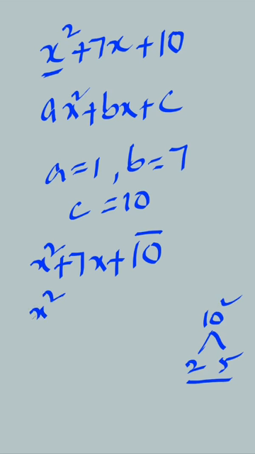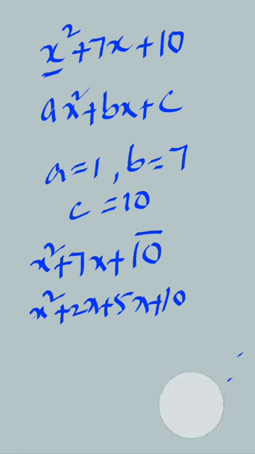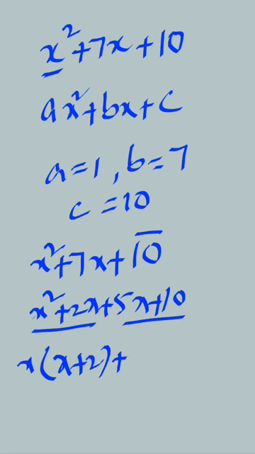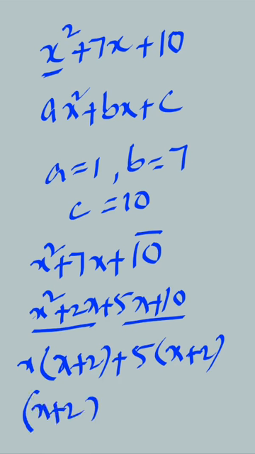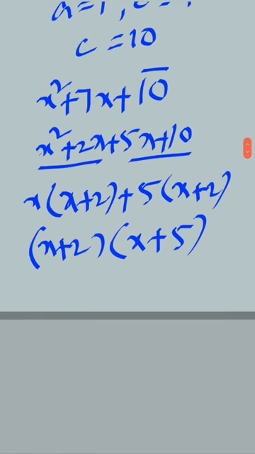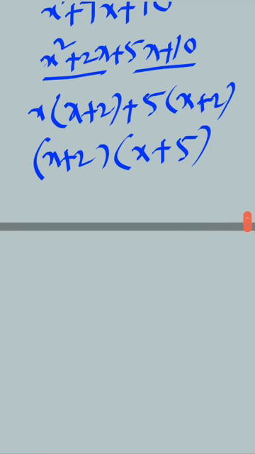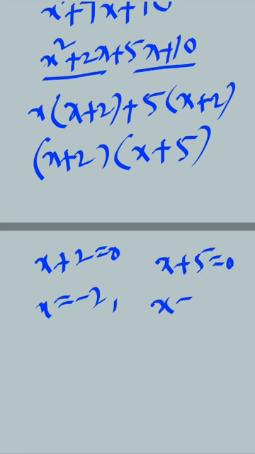According to that, x square plus 2x plus 5x plus 10. After writing this, we have to find the zeros. For that, select two terms, take out common x. If I take x common, x plus 2 is left, and if I take 5 common, x plus 2 is left. x plus 2 is the common factor, so x plus 2 and the remaining factor is x plus 5. By this we can now find the zeros. So x plus 2 is equal to 0, then x equals minus 2, and x plus 5 is equal to 0, so x equals minus 5.